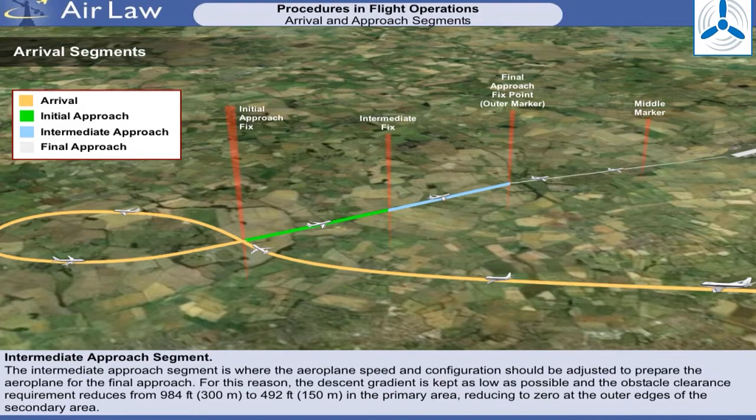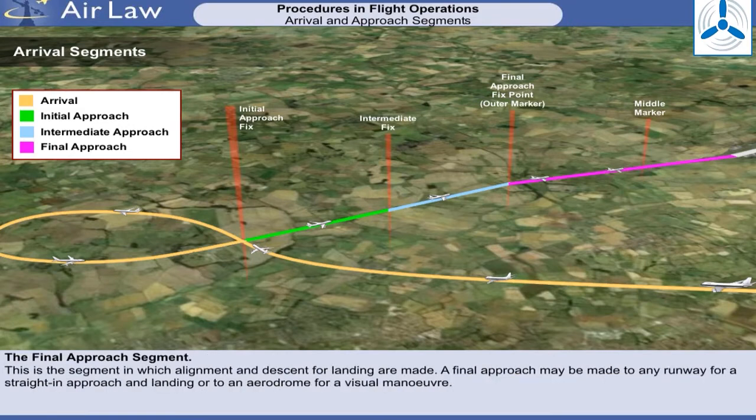Where the intermediate approach segment intersects the glide path, it is called the final approach point, FAP, and is a point in space rather than a fix. Often, however, the outer marker will be heard around about this time. This is the segment in which alignment and descent for landing are made. A final approach may be made to any runway for a straight-in approach and landing, or to an aerodrome for a visual manoeuvre.